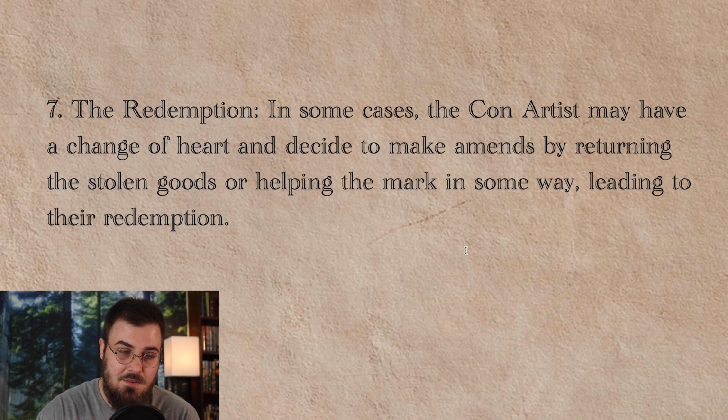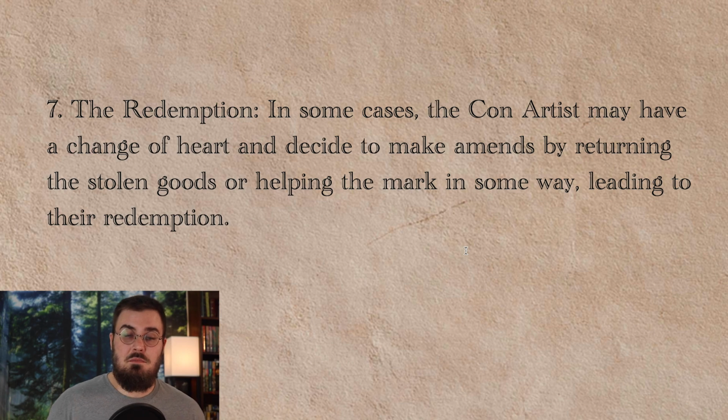And finally, number 7, the redemption. In some cases, the con artist may have a change of heart and decide to make amends by returning the stolen goods or helping the mark in some way, leading to their redemption. Now, this is a variant plot point, which you don't necessarily have to go for, but it is a good example of the things that you can change. Maybe instead of the con artist having a change of heart, maybe they decide to just keep everything and go for it.